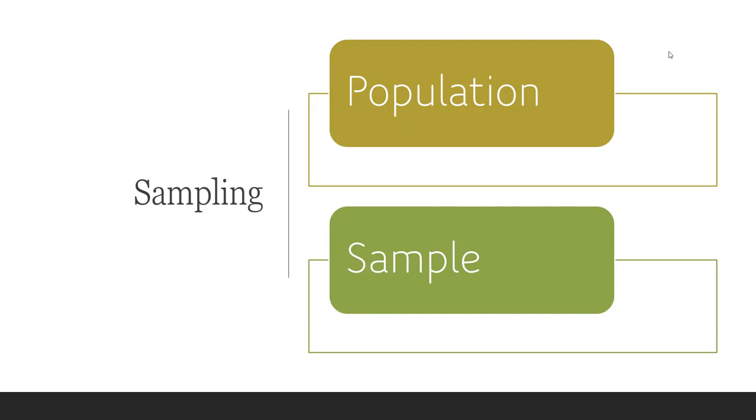Ibig sabihin, parte lang siya. So kunyari, babae ang pinag-uusapan natin, mga babaeng edad 12 to 14. So that is just a sample, a part of a population. Okay po? When we talk about population, buo. At ang sample naman ay yung mas maliit na parte. Kung ang population ay buong Pulo, your section is just a sample of that population.